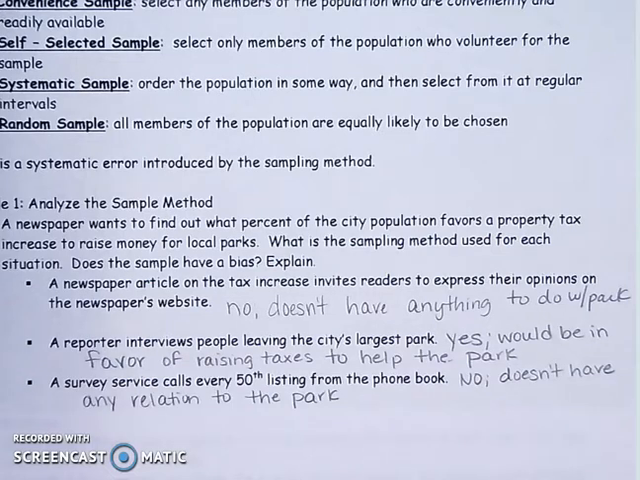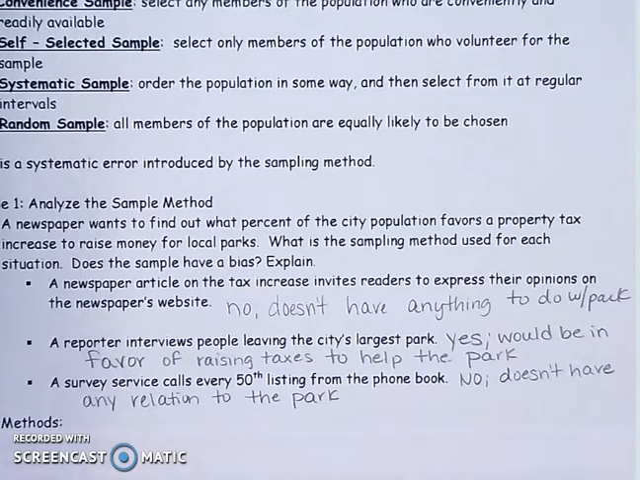The last one, a survey calls every 50th person from the phone book. This is systematic because it's every 50th listing and it does not have any bias, again, because the phone book calling people does not have anything to do with the park.